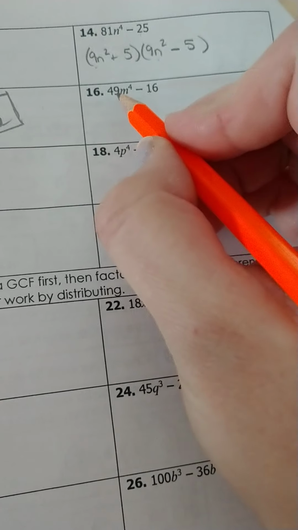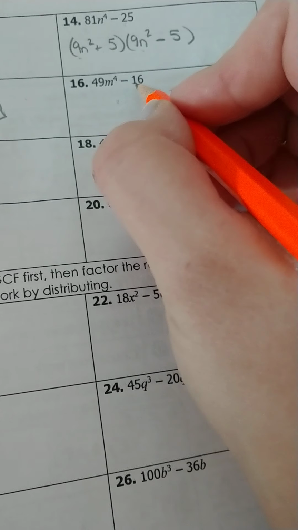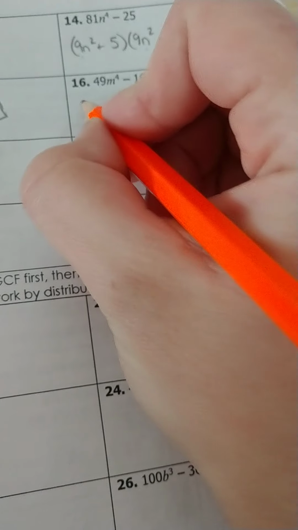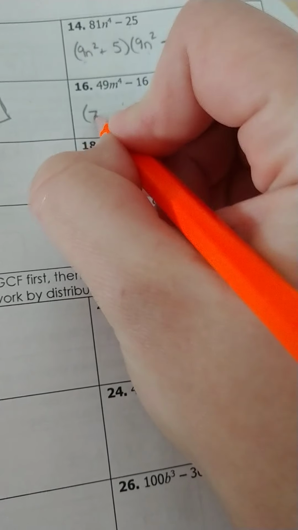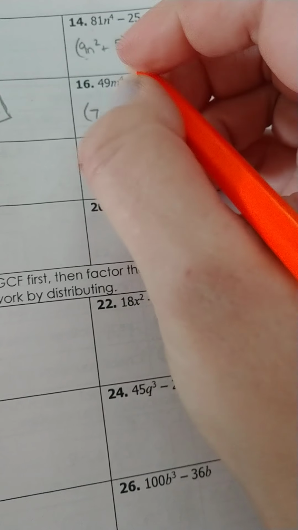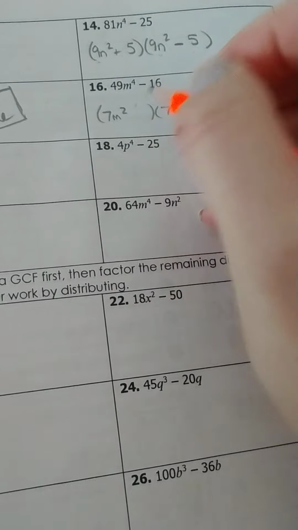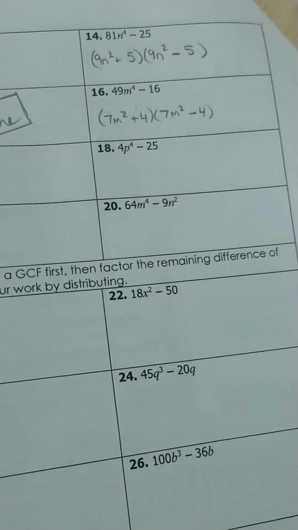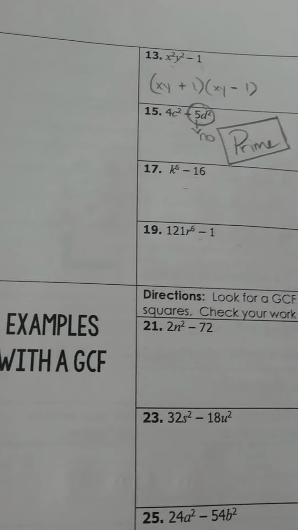So 16, 49m to the fourth, is that a perfect square? Yes. Is 16 a perfect square? Yes. Is that a subtraction sign? Yes. So go ahead and split. 49m to the fourth becomes 7m squared and 7m squared. 16 becomes 4 and 4. We're going to have a plus sign and a minus sign.